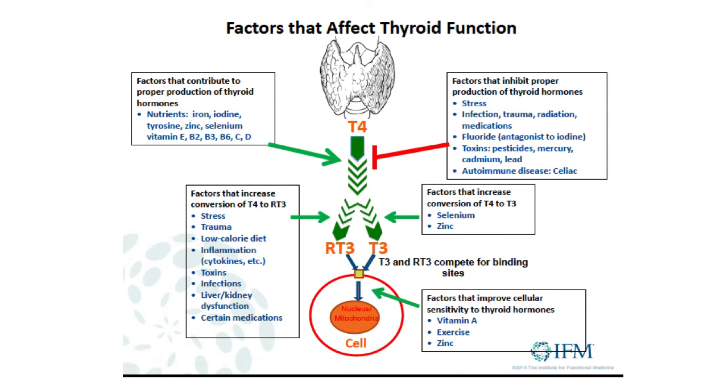Even if your TSH is normal, if you are selenium deficient, you are not going to have an adequate amount of T3. You will still make reverse T3, but not T3. So as you can see, everything from exercise to toxins to stress to nutritional deficiencies are going to impact these ratios. And so ignoring them does the patient a disservice because we're not fully evaluating them.